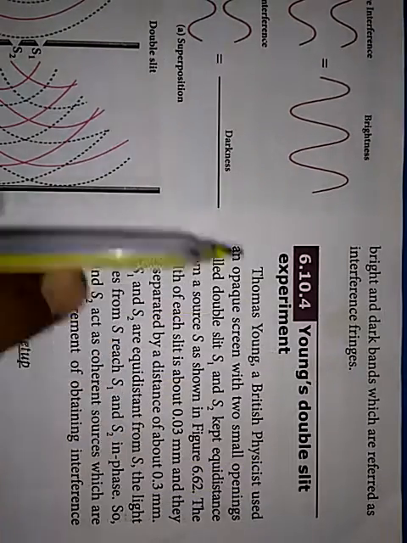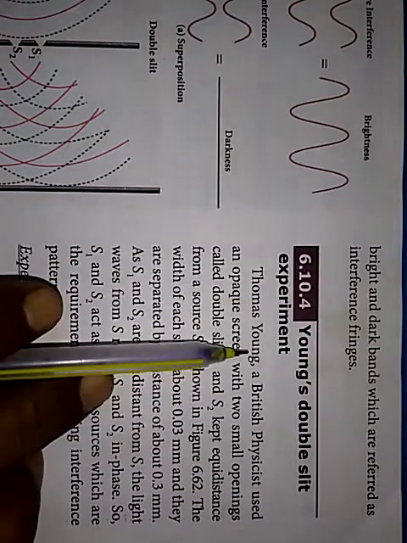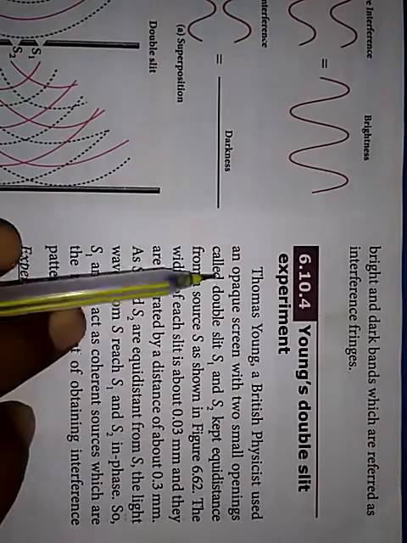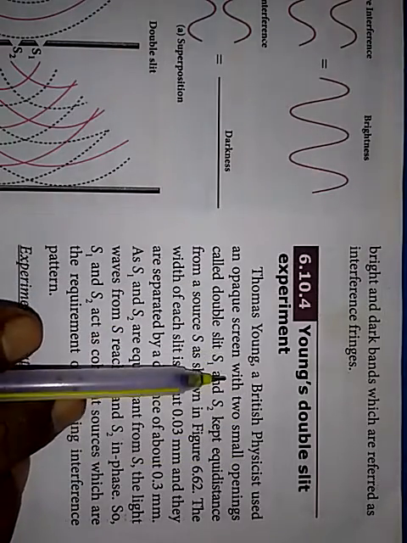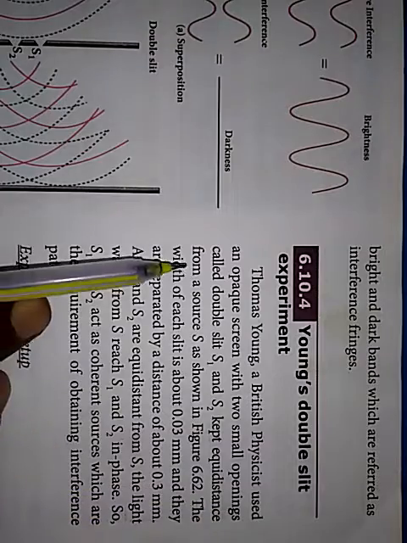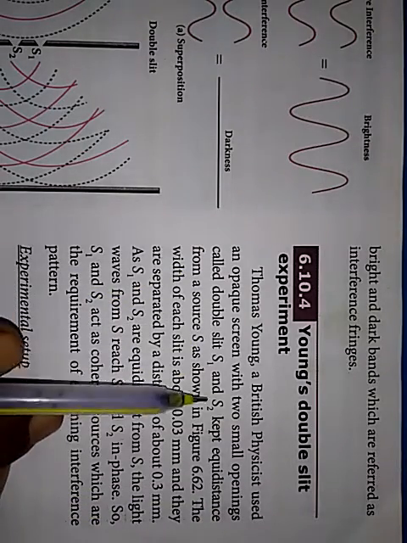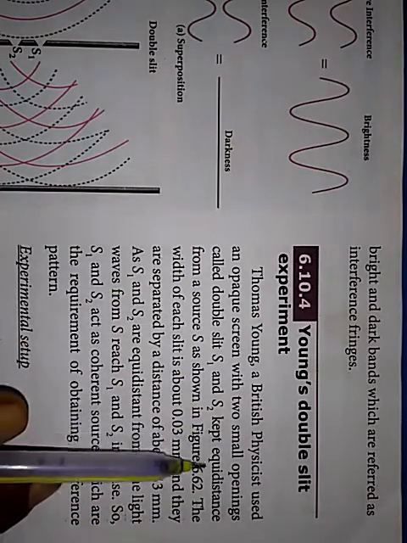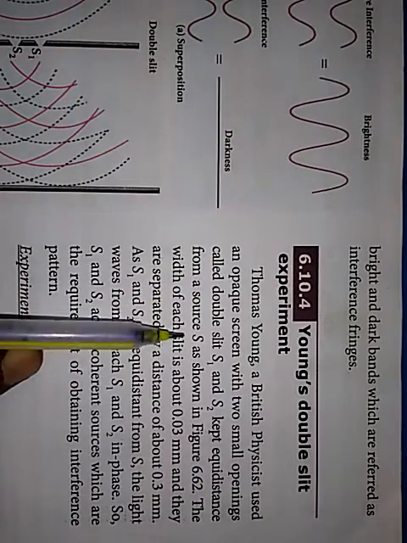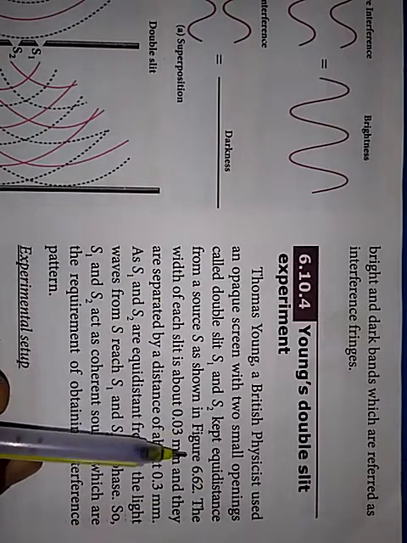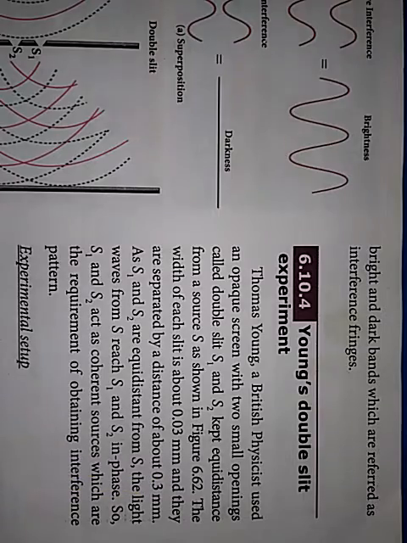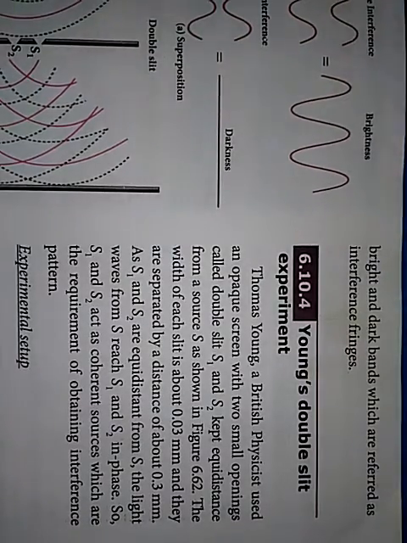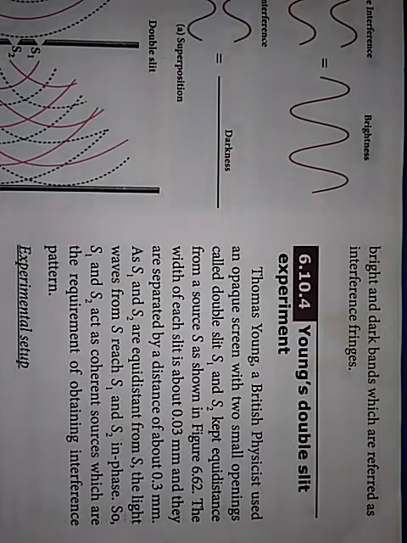Young's double slit experiment. Thomas Young, a British physicist, used an opaque screen with two small openings called double slit S1 and S2, kept equidistant from a source S as shown in figure 662. So this is the source. Here we have two slits. Both are equidistant, that is, the source lies exactly at the middle, and you have a screen.